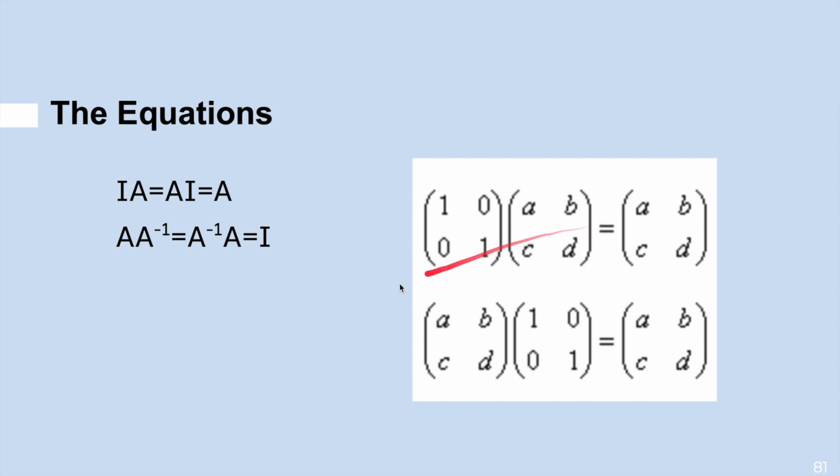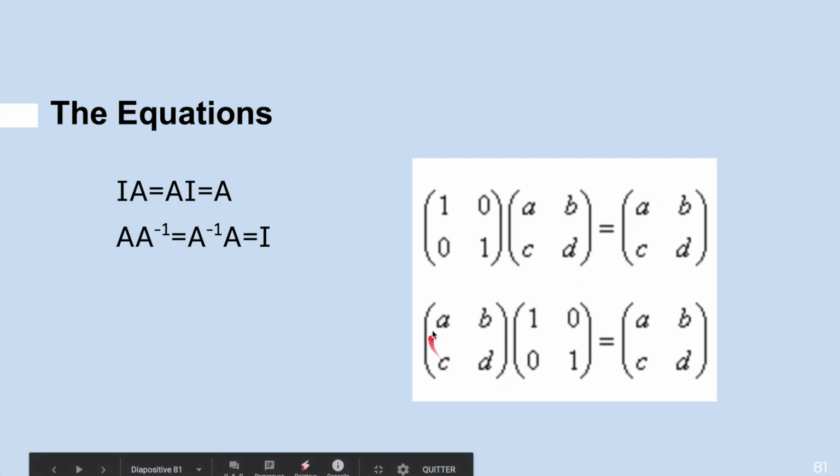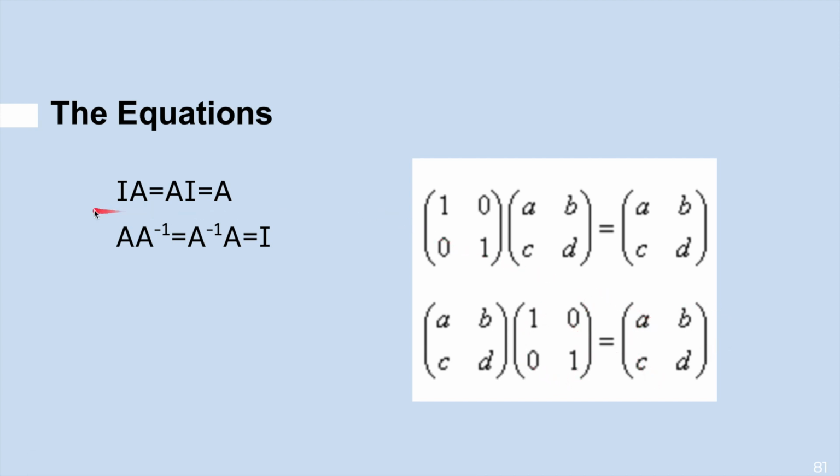So if we look at these two sets of matrices, the first one is the identity matrix multiplied by the matrix is still equal to the matrix. Now, if we were to put the matrix first and then multiply by the identity matrix, we get the same answer. What this is saying is that it doesn't matter if you do IA or AI. Unlike your regular matrix multiplication, it is equal to the same thing.